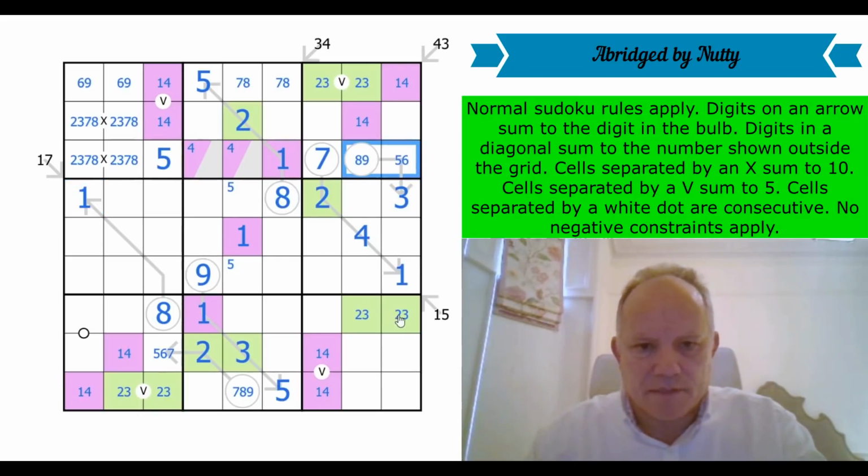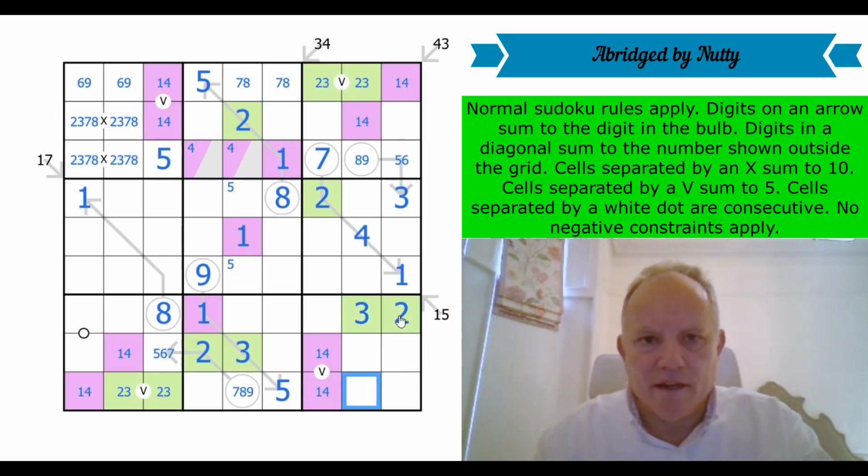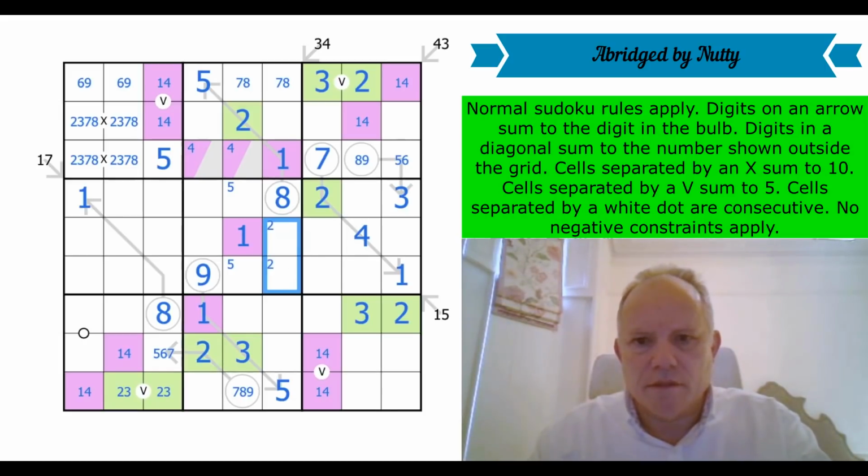No, that doesn't fix this, but it does fix 2 and 3. 2 and 3. That 2. That doesn't help. Okay. 2 is in one of those 2 cells. 3, I don't know. Right, let's have a look at this 8 arrow.